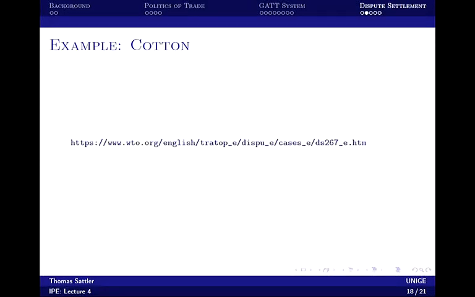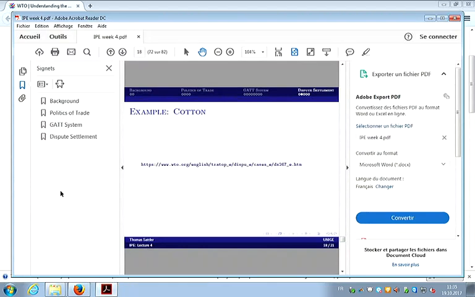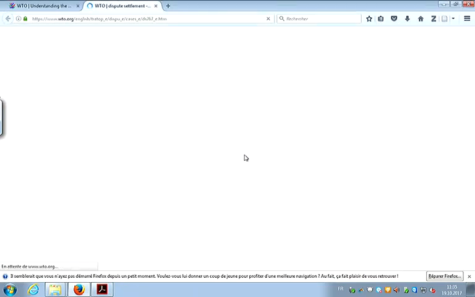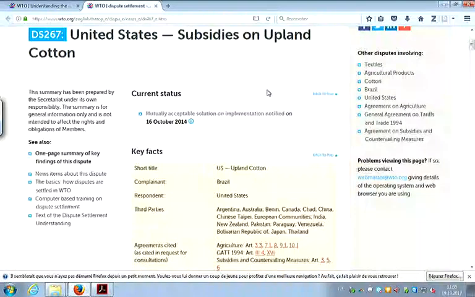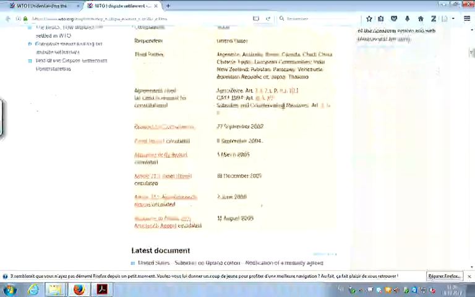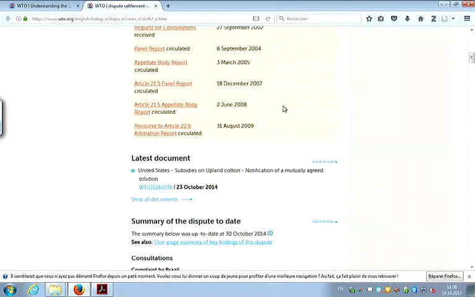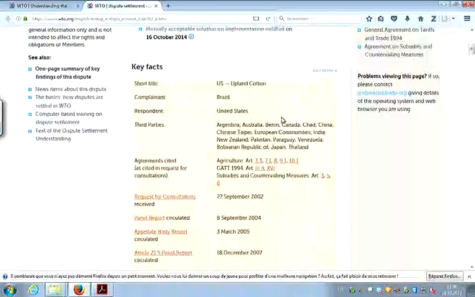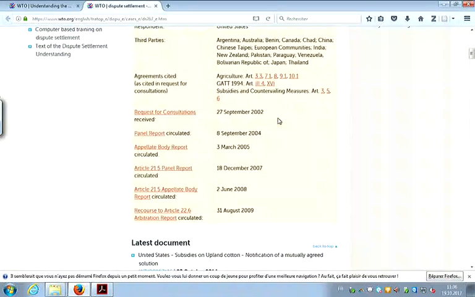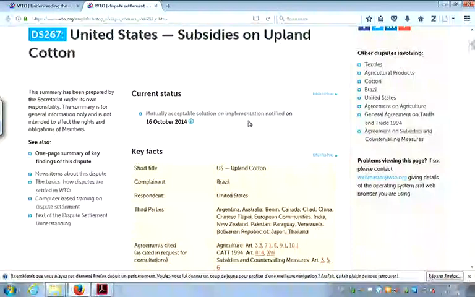When you go to the WTO websites, you find very detailed descriptions on these cases. So this is just one, but on all the cases, there's about 500 disputes, and you find detailed descriptions of all of this. And what you see here is that this is a dispute between Brazil and the United States on cotton subsidies. The US is paying a lot of subsidies to its cotton producers.